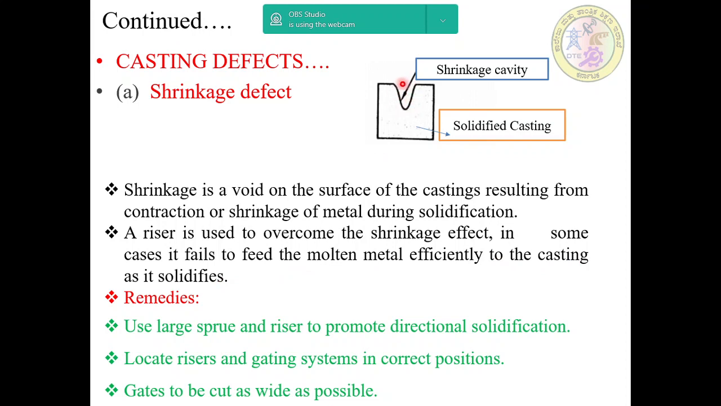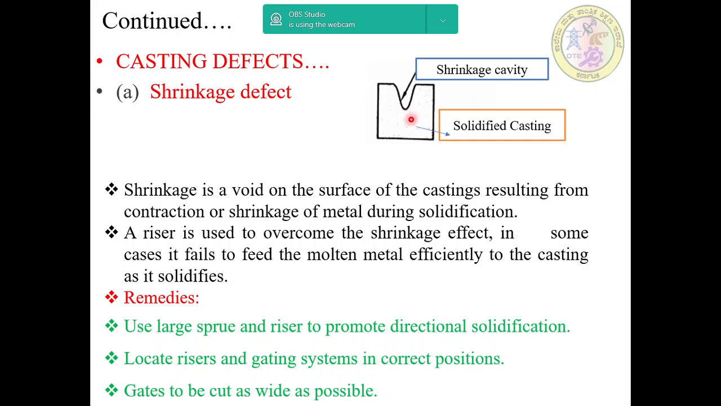As it solidifies, the risers are placed above the casting. While solidification takes place, the molten metal in the riser section should be fed back to the mold, and then you have to nullify this shrinkage cavity. This is nothing but a shrinkage defect, and then you have to overcome this.